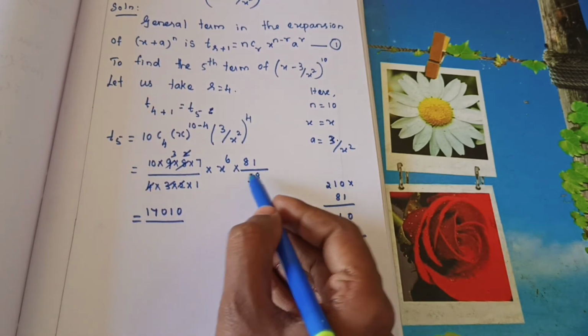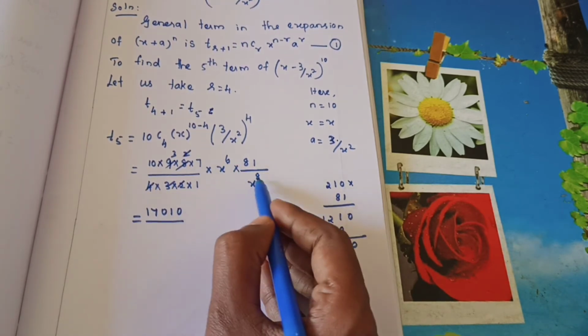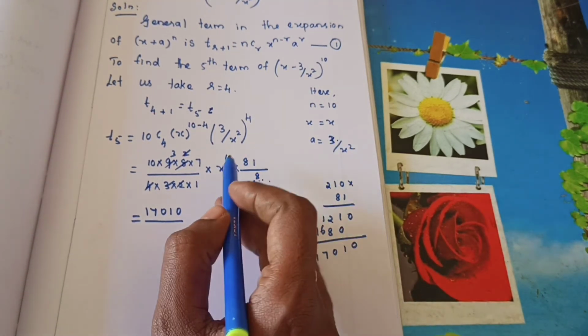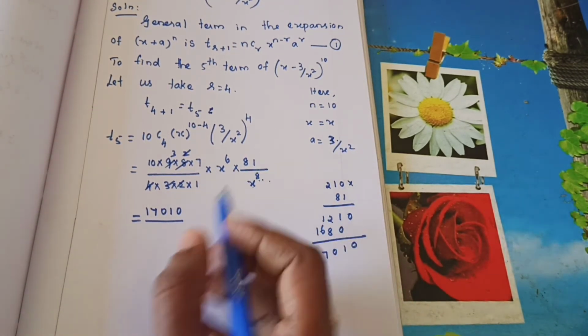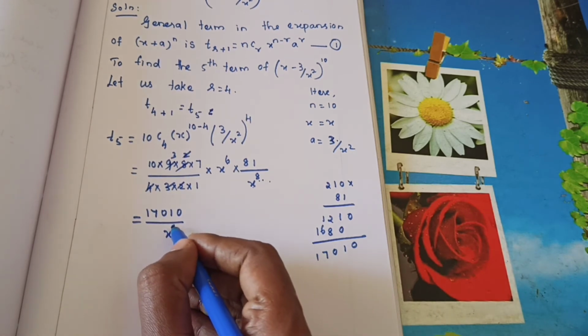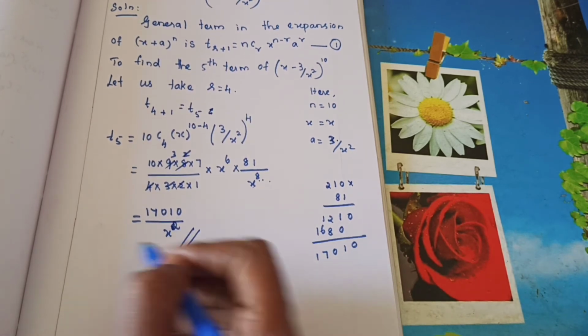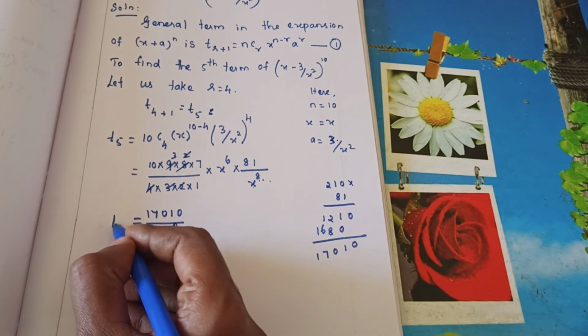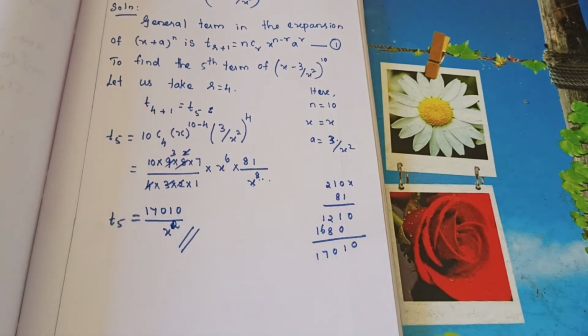17010 divided by, here the bigger power is in the denominator, so you can bring this power here. So 8 minus 6, don't cancel, please don't cancel. Powers you need to subtract. So 8 minus 6 means x power 2. The answer is 17010 divided by x square. How did you get the x square? x power 8 minus x power 6, you will get x square. So this is the fifth term. Now you got it? I hope you understand.